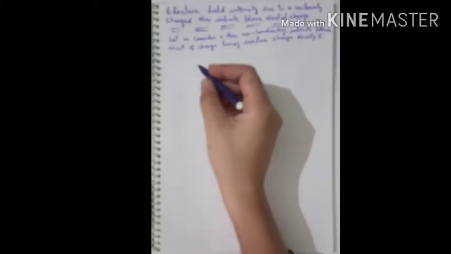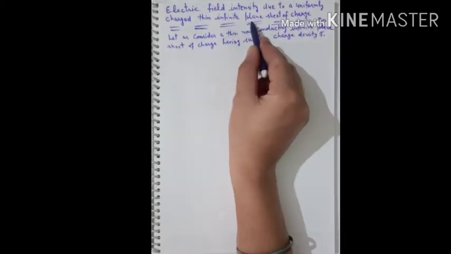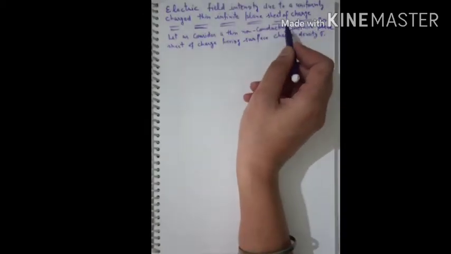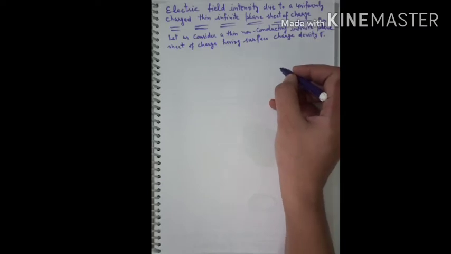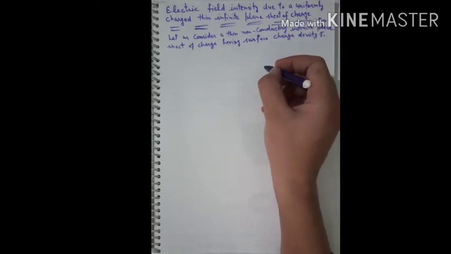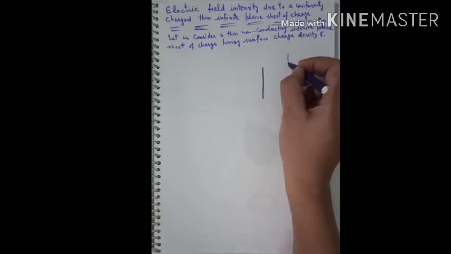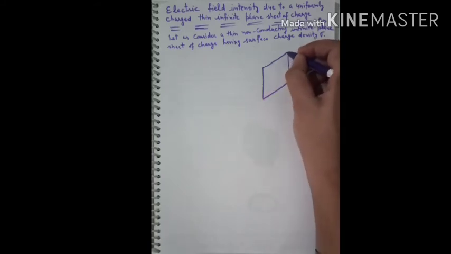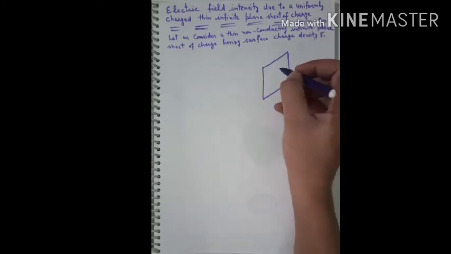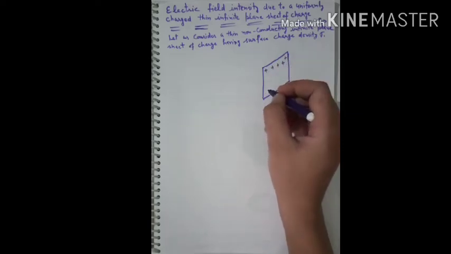Hello everyone. The topic is electric field intensity due to a uniformly charged thin infinite plane sheet of charge. This is the application of Gauss's theorem in electrostatics. So now we consider a thin infinite plane sheet. This is the thin infinite plane sheet. Positive charge is uniformly distributed here.